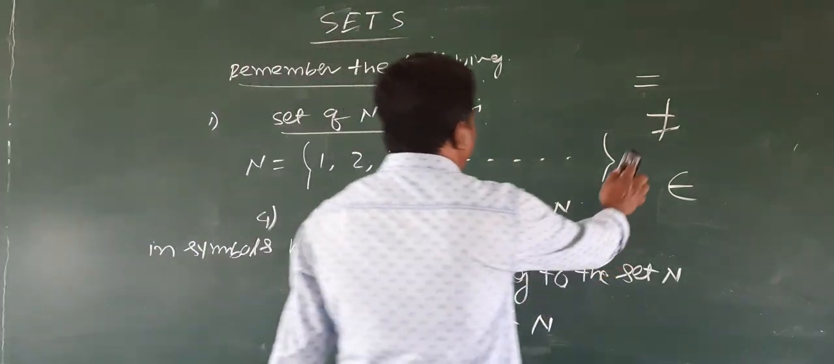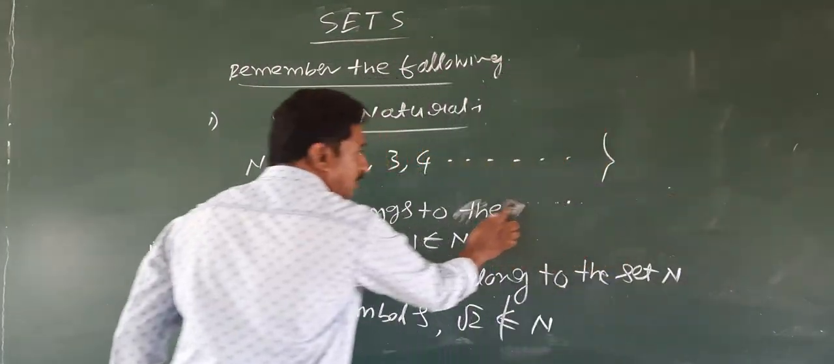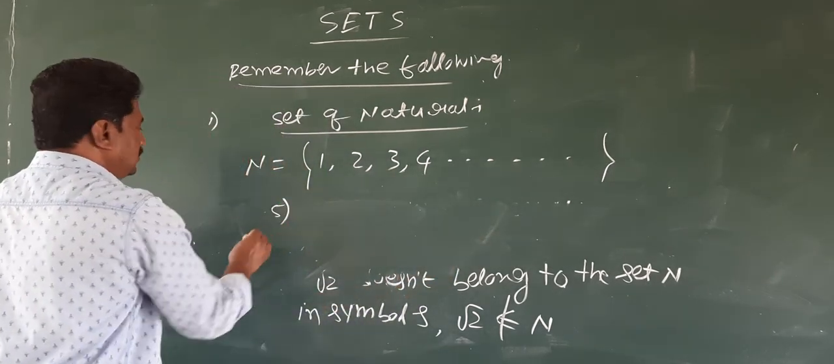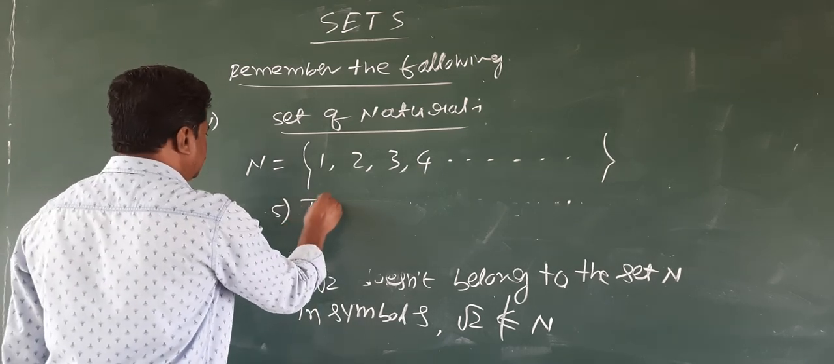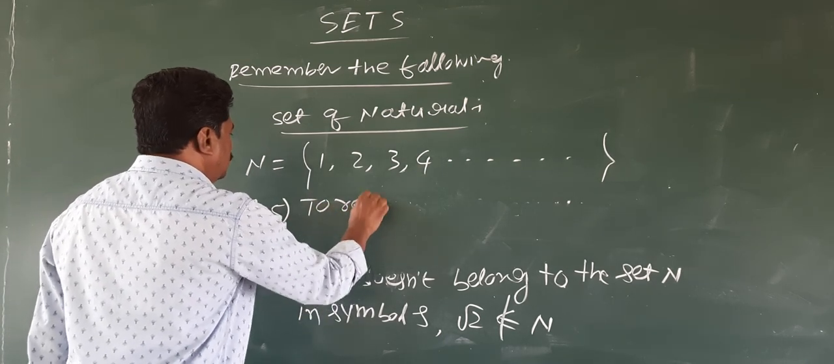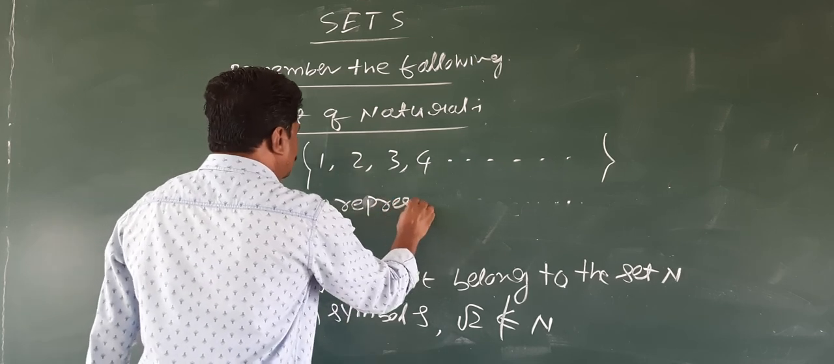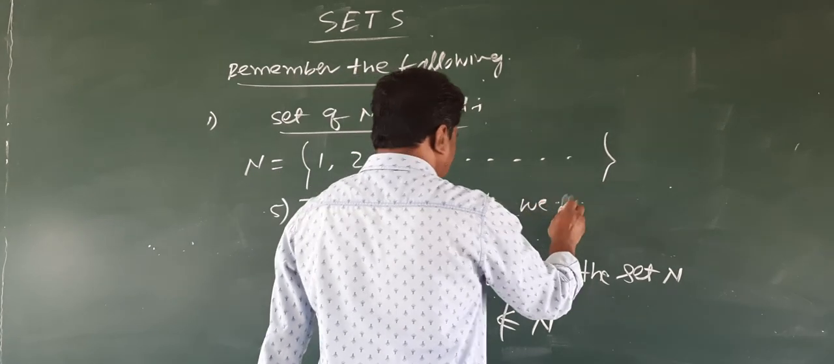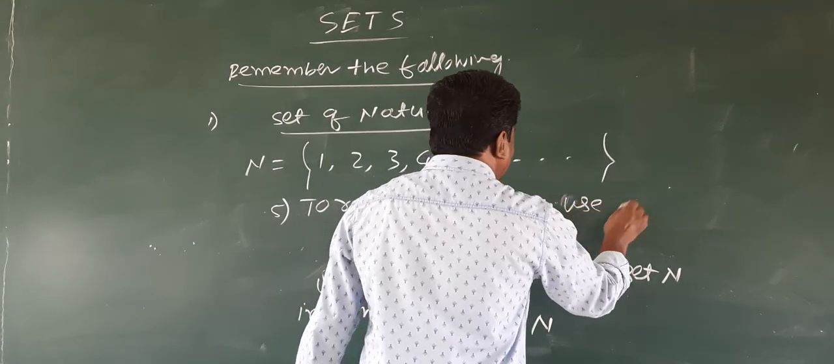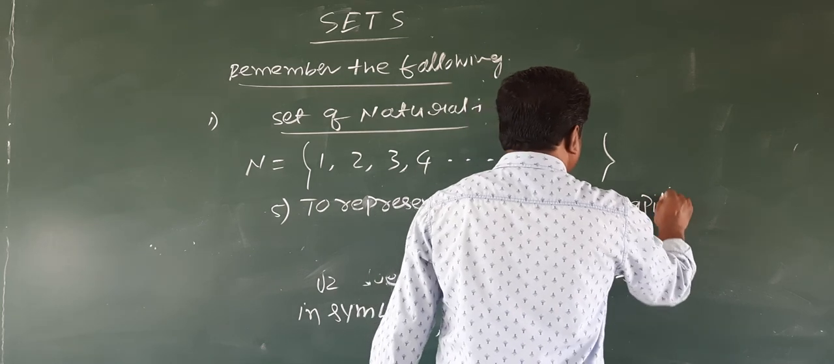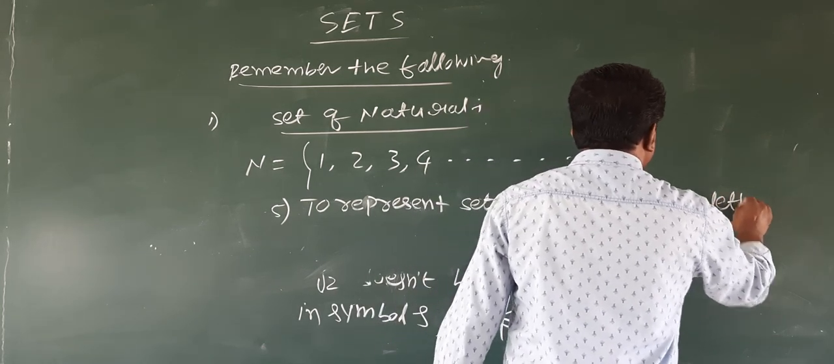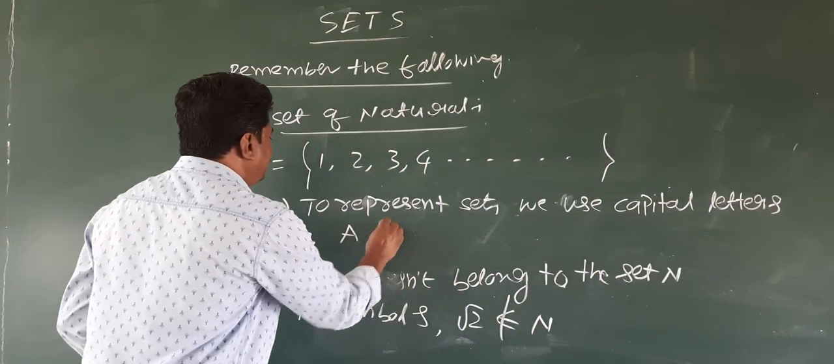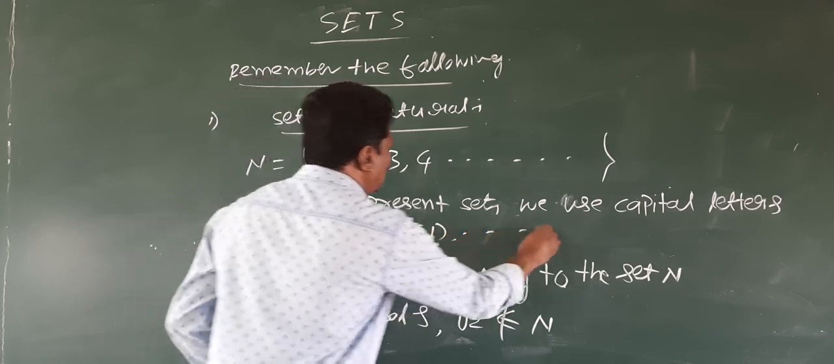So, one more point. Point number 5: to represent sets, we use capital letters, like A, B, C, D, and so on.